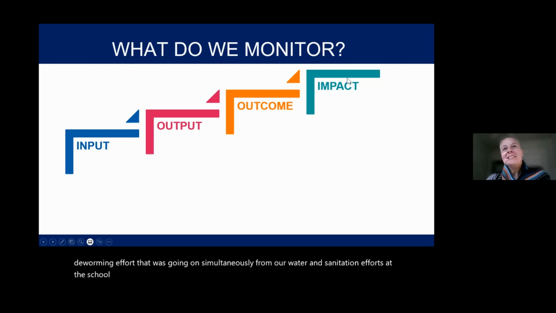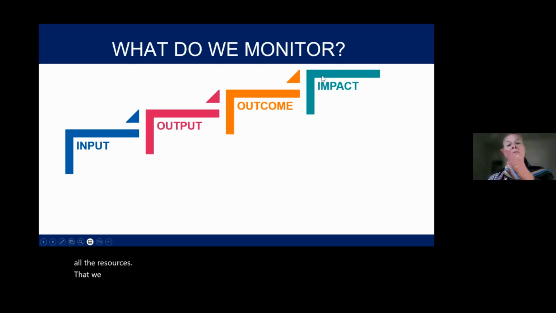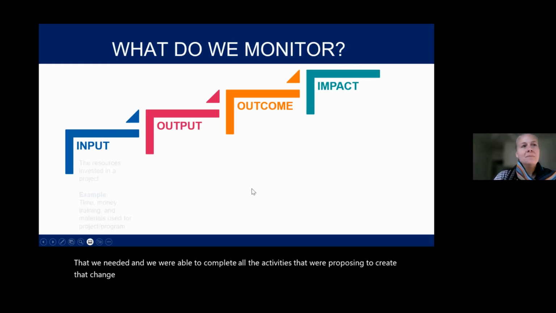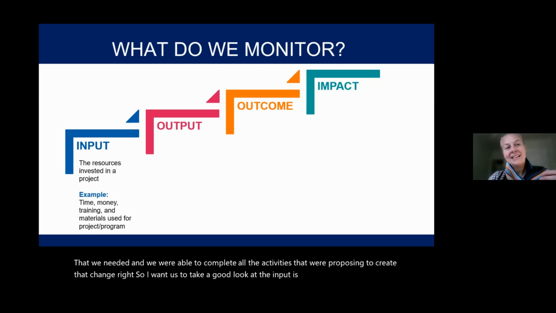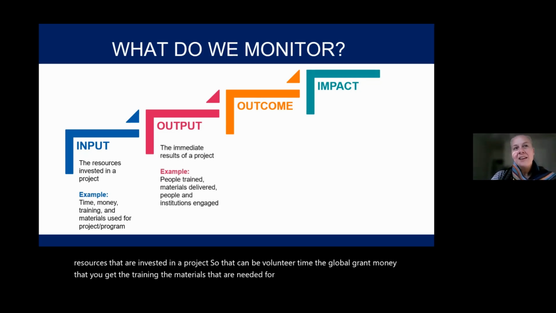So this is the little step-by-step. We want to think of this as going from inputs out to impact. We always want to be thinking about the big change that could occur if we had all the resources that we needed and were able to complete all the activities that we're proposing to create that change, right? So I want us to take a good look at this. The input is exactly what it sounds like: the resources that are invested in a project. That can be volunteer time, the global grant money that you get, the training, and the materials that are needed for that training. An output is the immediate result of the project, right?